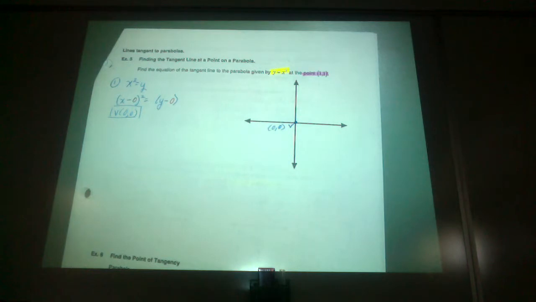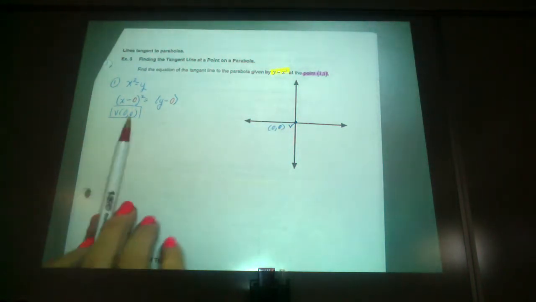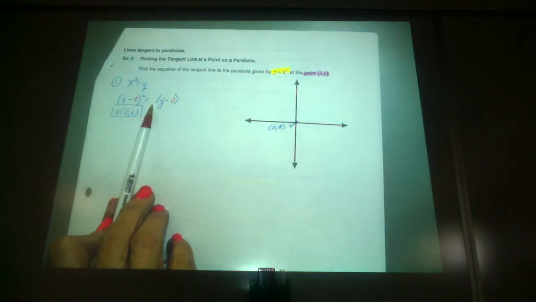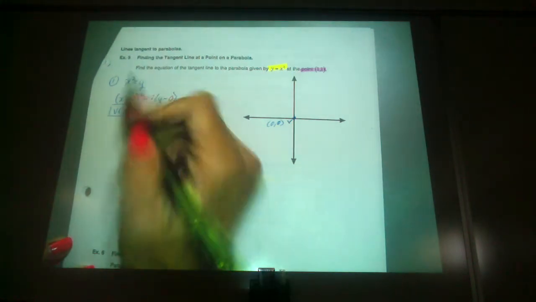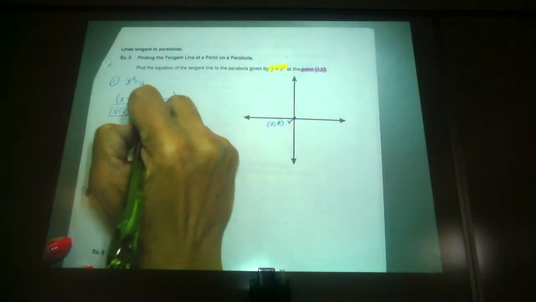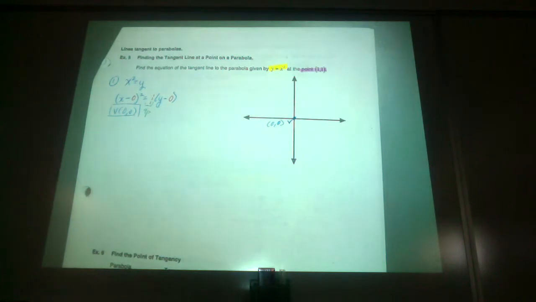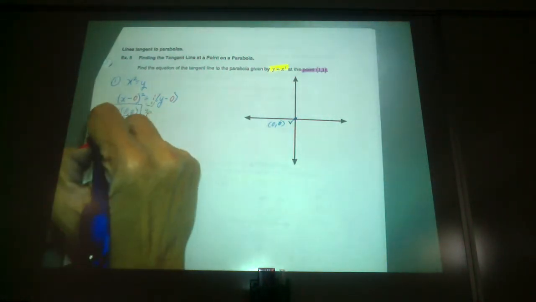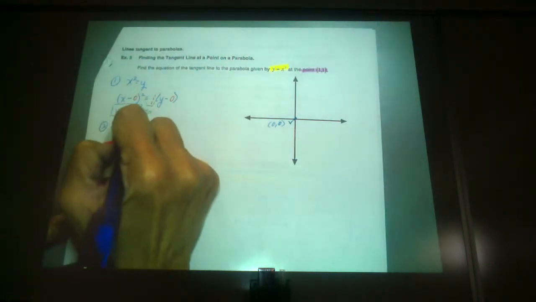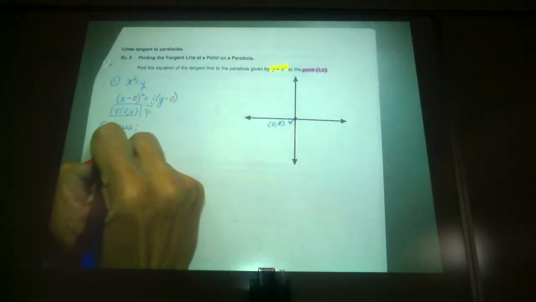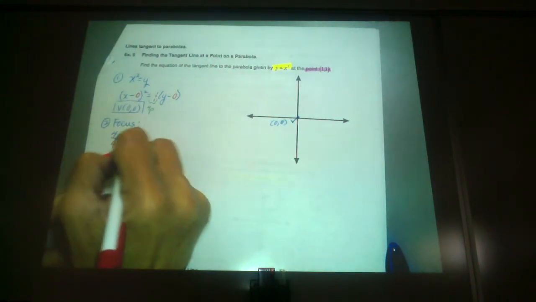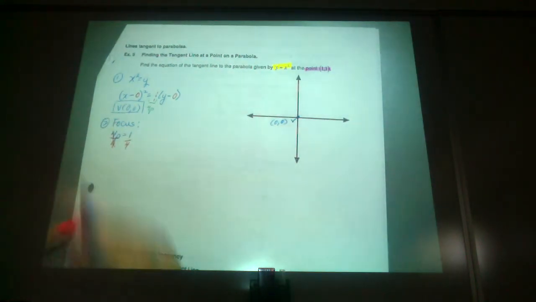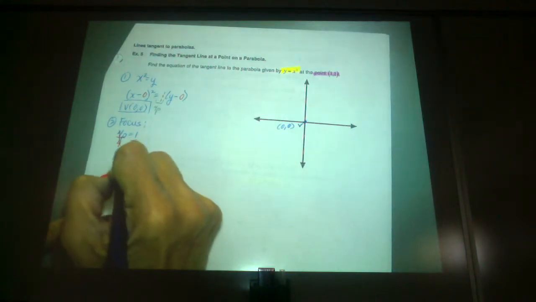When we look at our focus, because we're going to need to find our focus, you're going to see how small our focus is. What's the number that's in front here? 1. It's understood that I have a 1. Isn't that value equal to our 4p? So, step 2, we're going to find the focus. So I'm going to take my 4p and set it equal to 1, divide by 4. So none of this is new. So p is equal to 1/4.